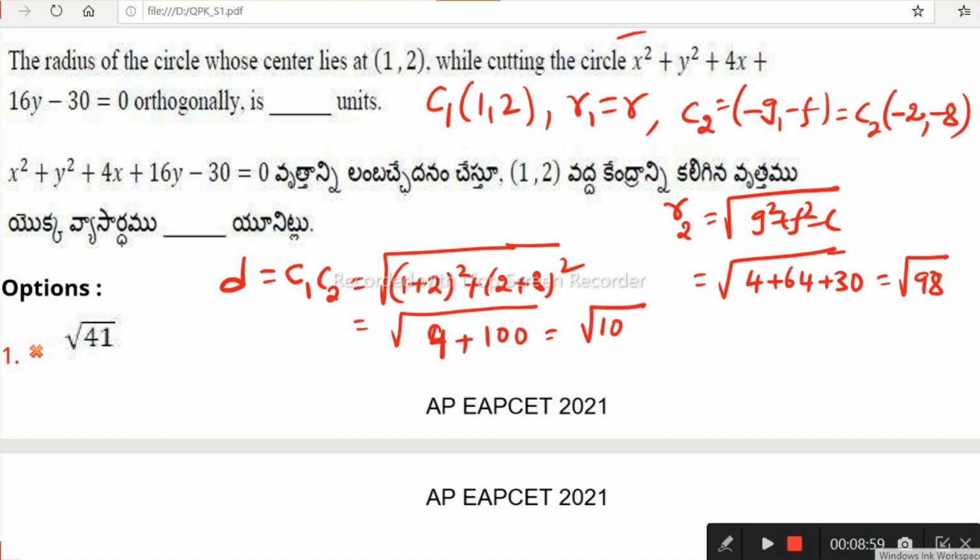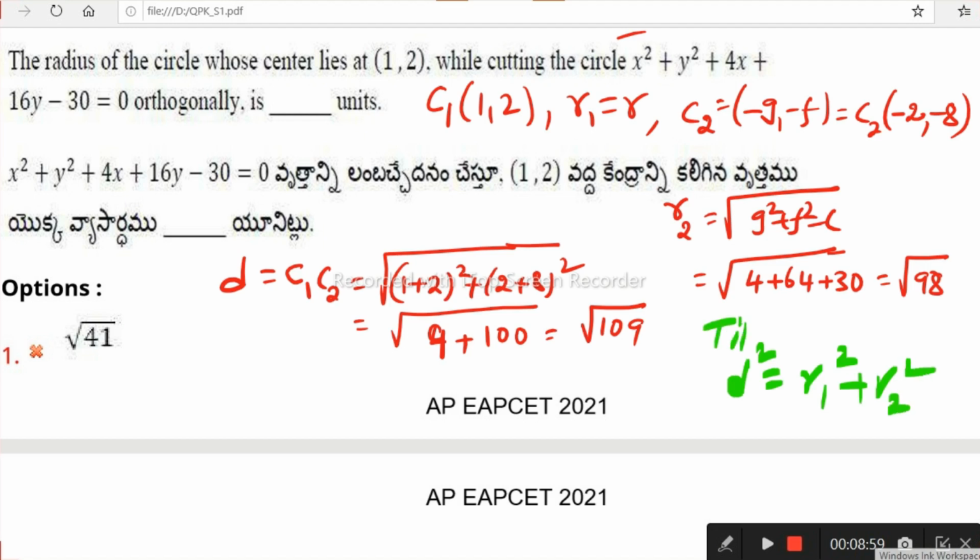This is D. Now the condition I give is when two circles cut orthogonally, whose distance between the centers is D and radii R1, R2. What is that condition? We will see now. Cuts orthogonally condition, if you know the center distance and radii, that is D square is equal to R1 square plus R2 square. This tip we have to use here.